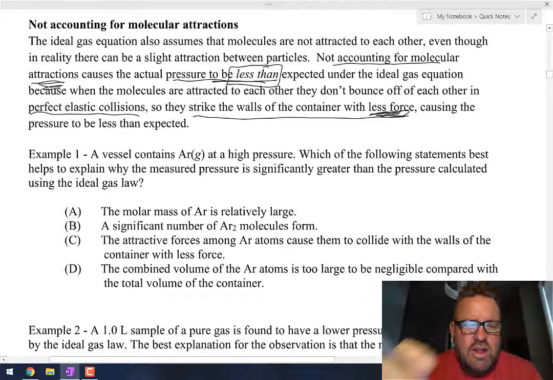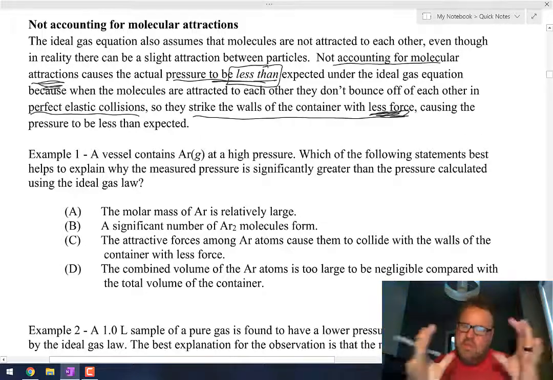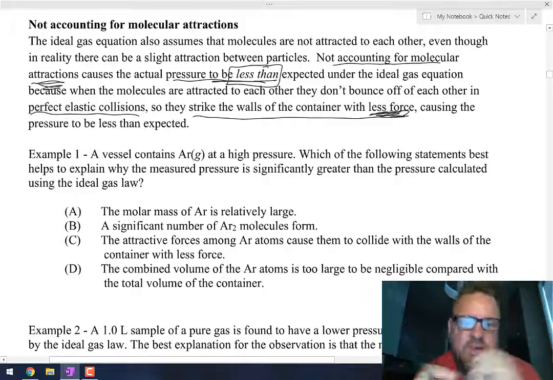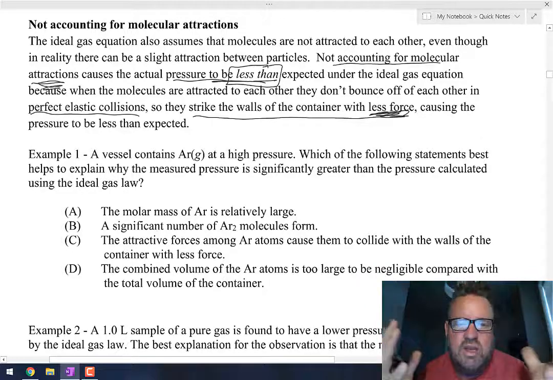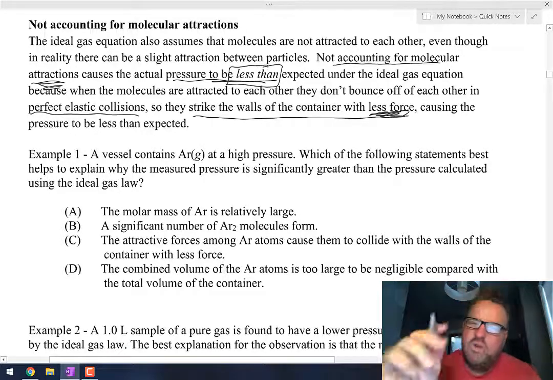Okay, let's take a look at a couple of examples of this. It says a vessel contains argon at a high pressure. So high pressure typically means there's a lot of argon in there. There's other things that could make it be at a high pressure, but they don't tell you, so I'm just kind of assuming that there's a lot of argon in there. Which of the following statements best helps to explain why the measured pressure is significantly greater than the pressure calculated under the ideal gas law? So again, what did we say here?